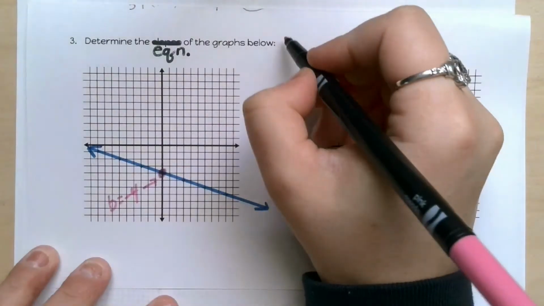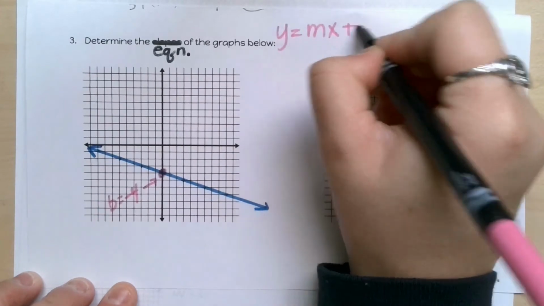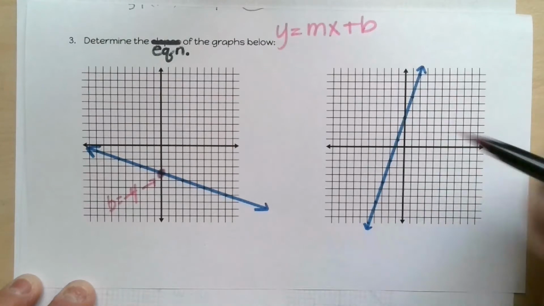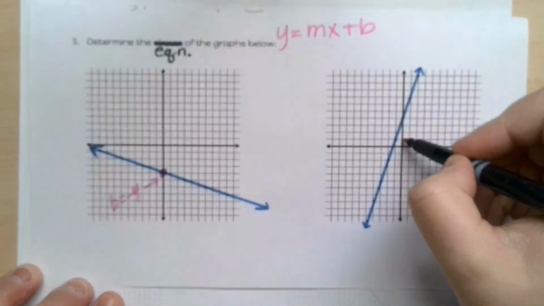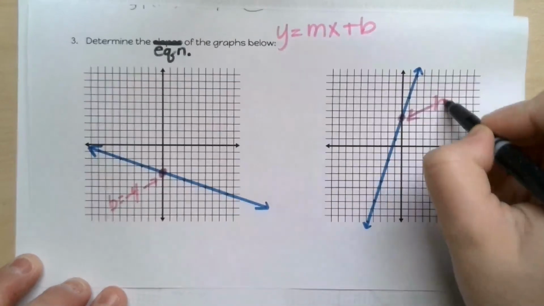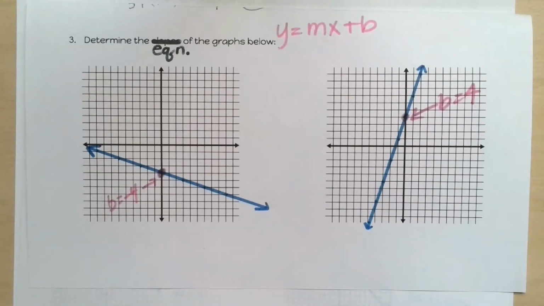Remember, our equation of a line is y equals mx plus b. Right, so I'm just going to do both of these at the same time, actually. So we'll do our y-intercept first. Go over here, find our y-intercept. 1, 2, 3, 4. b equals a positive 4 this time. All right, our next step is to find our slope. So that's our rise over run.